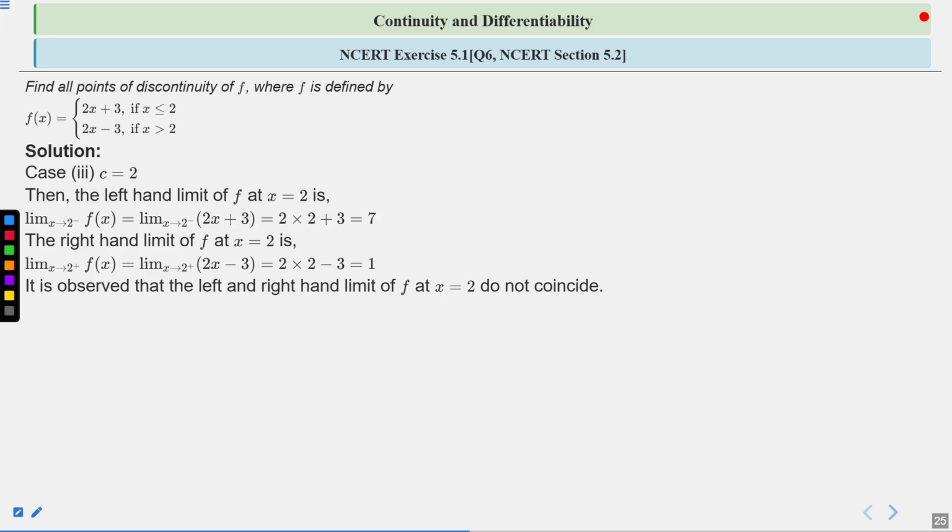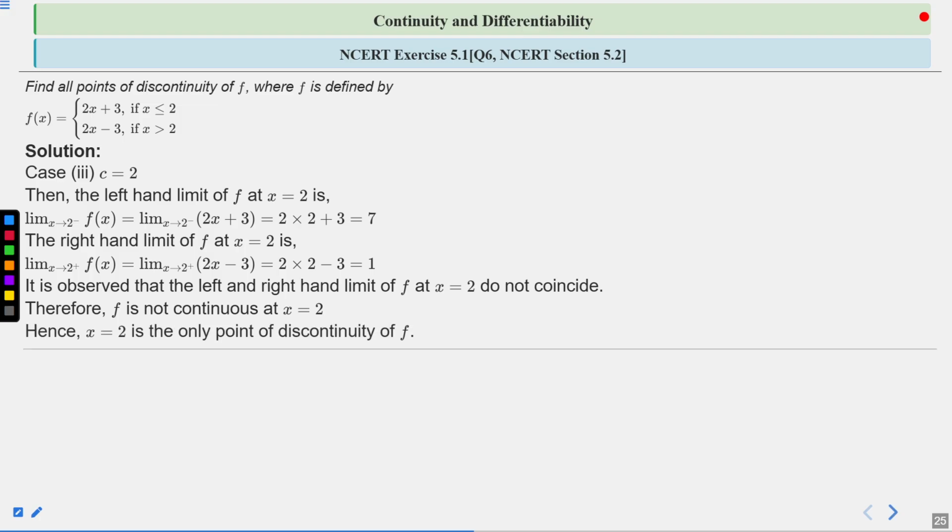It can be observed that the left hand and right hand limits of f at x equal to 2 do not coincide. Clear? The left hand limit comes out to be 7 and the right hand limit comes out to be 1. Therefore, f is not continuous at x equal to 2. Hence, x equal to 2 is the only point of discontinuity of the given function f.